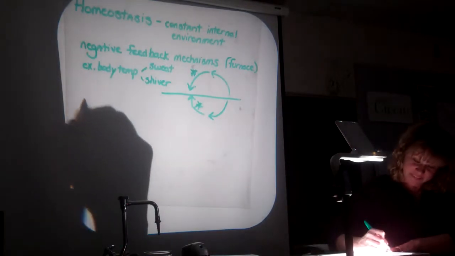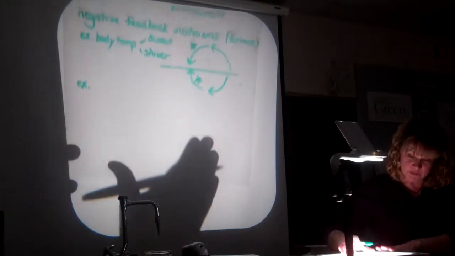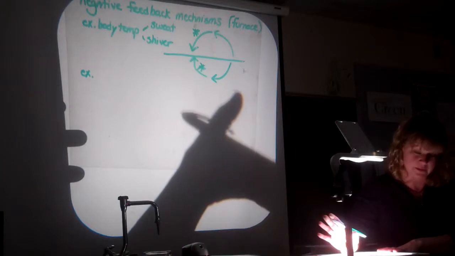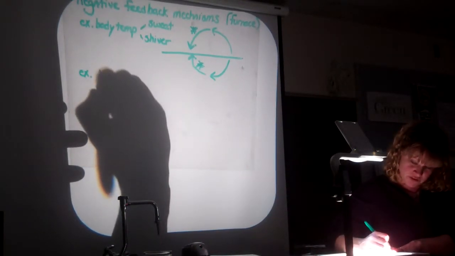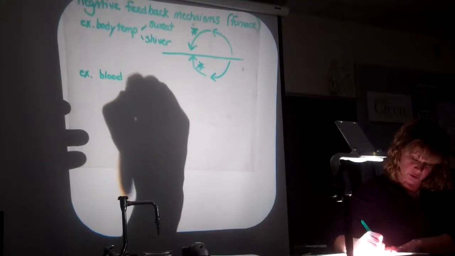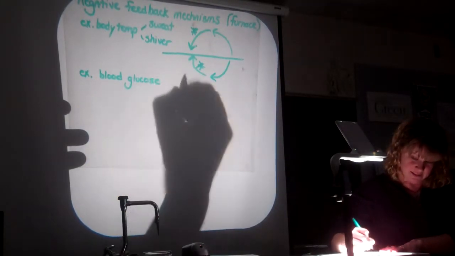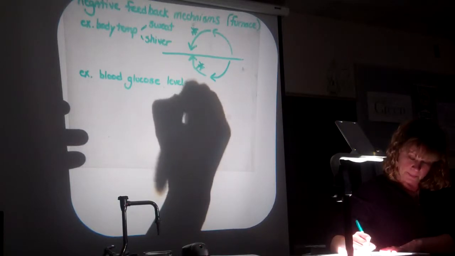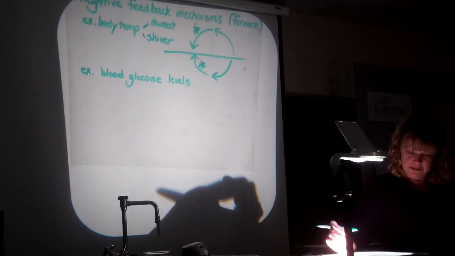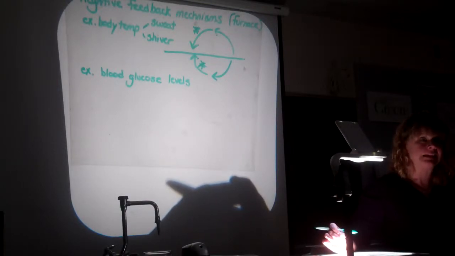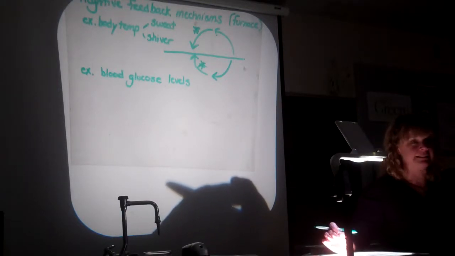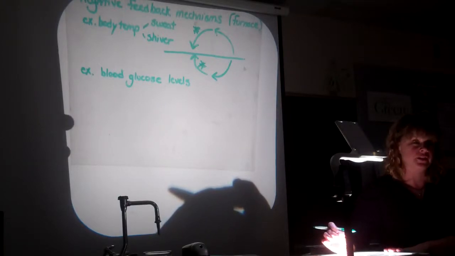Okay. Another classic example. Does anybody have questions about that? That one's pretty straightforward. Another classic example of where negative feedback works in your body is blood glucose levels. Okay, this is a little more complicated. Blood glucose levels. Well, you gotta keep a certain ideal level of glucose in your blood.